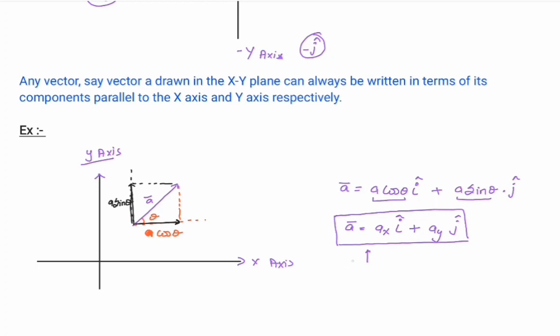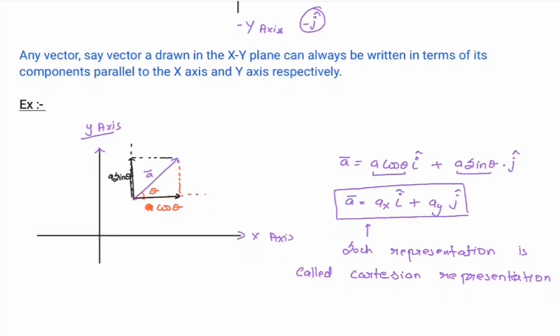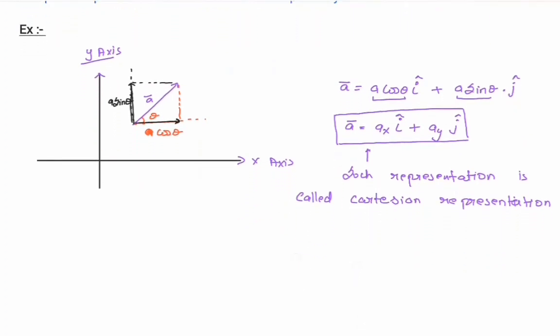So we will call this a Cartesian representation. Such representation is called Cartesian representation, because we are discussing a Cartesian coordinate system. Such representations are called Cartesian representation. Okay, take one example.